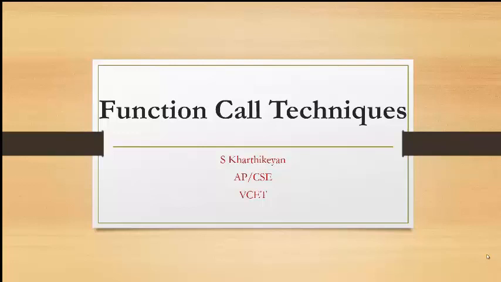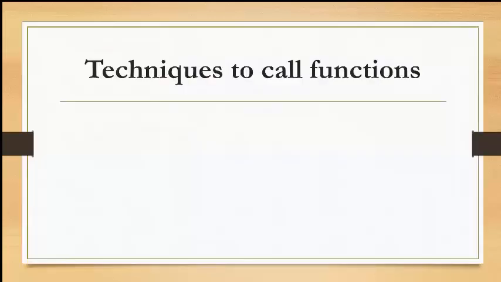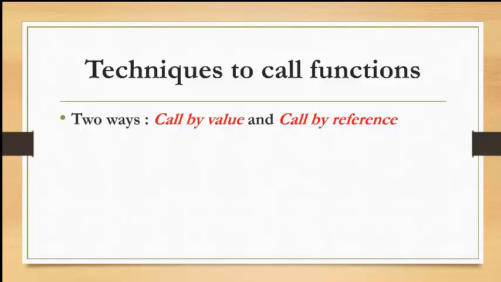In this session, we are going to see the techniques of function calls in C. In a normal C program, there are a couple of ways in which you can call a function. There are two ways: one is call by value, the other one is call by reference. So you can make a function call through call by value or through call by reference.